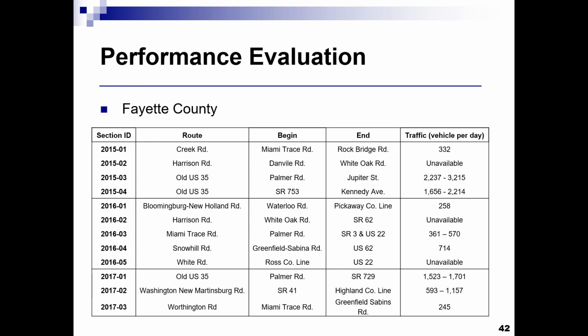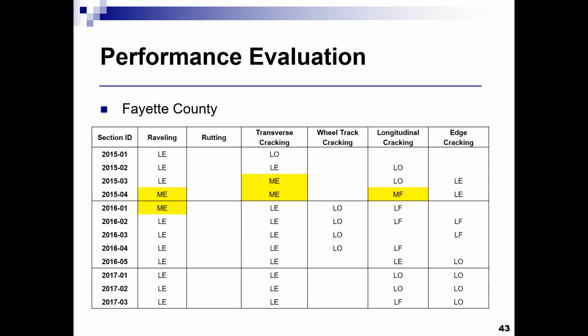So this way we can again look at the effect of the traffic on the performance, but lots of them basically had relatively low traffic. This slide shows a summary of the performance evaluation results for Fayette County. You can see that raveling was observed, but again, it was low severity raveling. We only had raveling at a couple of locations that were more obvious.